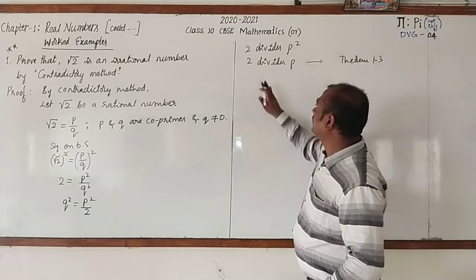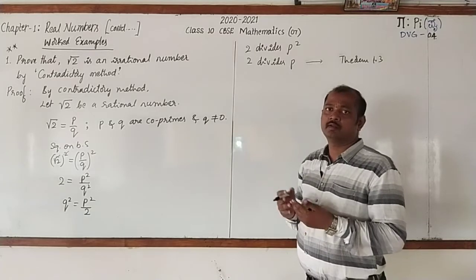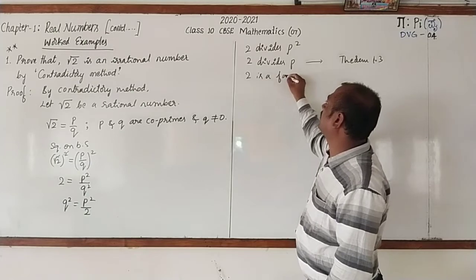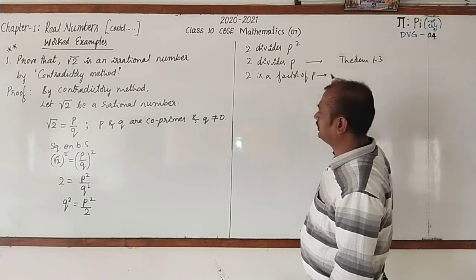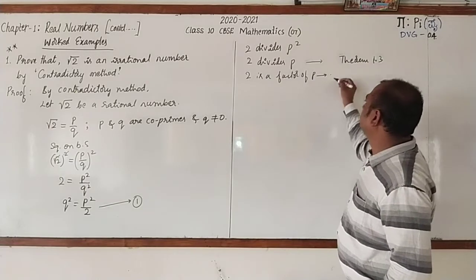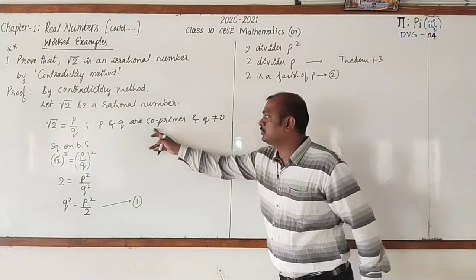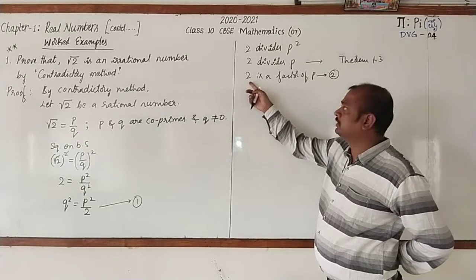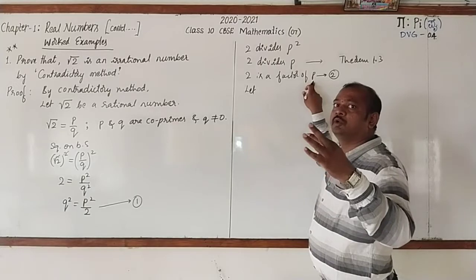Next, if 2 divides p, then can we say that 2 is a factor of p? Of course, right? Here I will write 2 is a factor of p. I call this statement 1, and this statement 2. Next, you are going to show that p and q are not co-primes. Already we have got one factor, 2 is a factor of p. Another one we have to show: 2 is a factor of q.